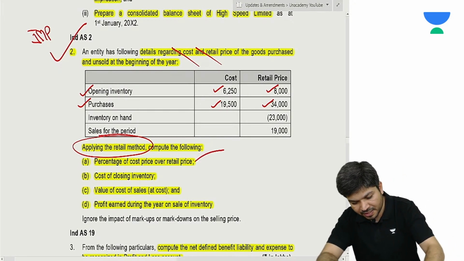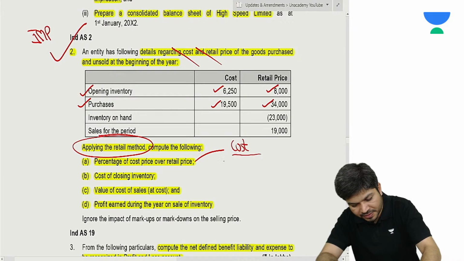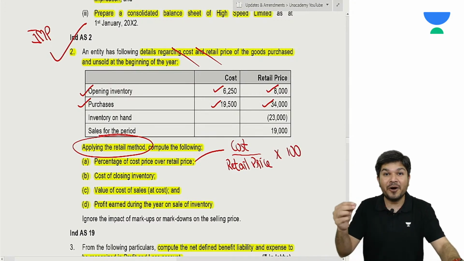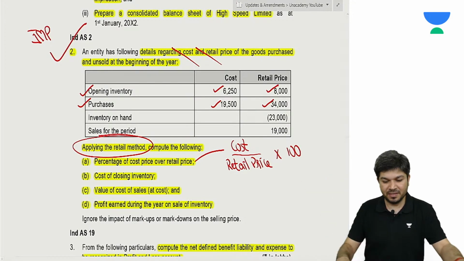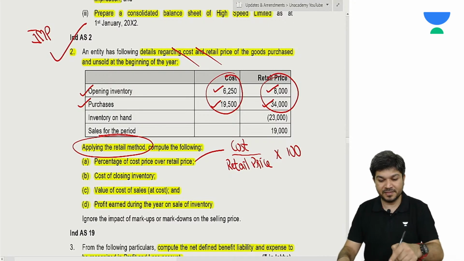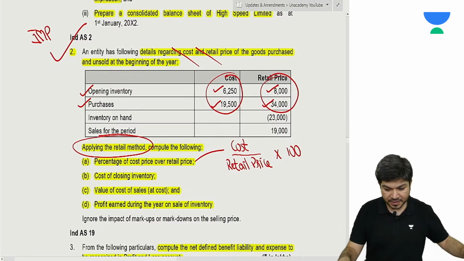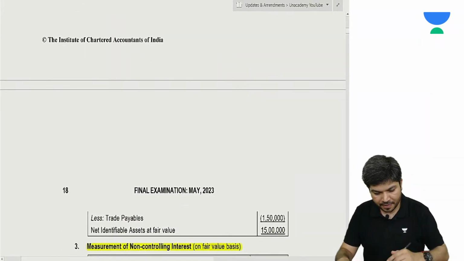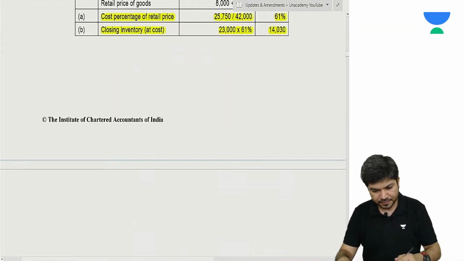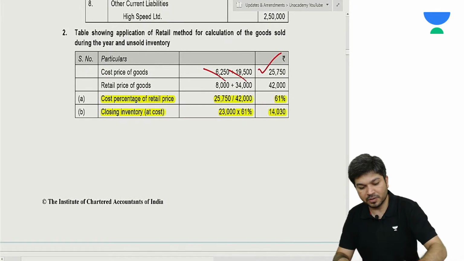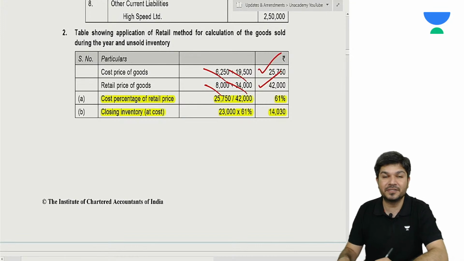So this is nothing but your cost divided by retail price into 100. Okay, the cost is how many percentage of retail price? Sir, कैसे पता चलेगा? ये आपका total cost, ये आपका total retail price. The total cost is 6250 plus 19500. I'll just take the solution directly. Total cost is 6250 plus 19500. This is total cost and total retail price. Now, how do I find the percentage?